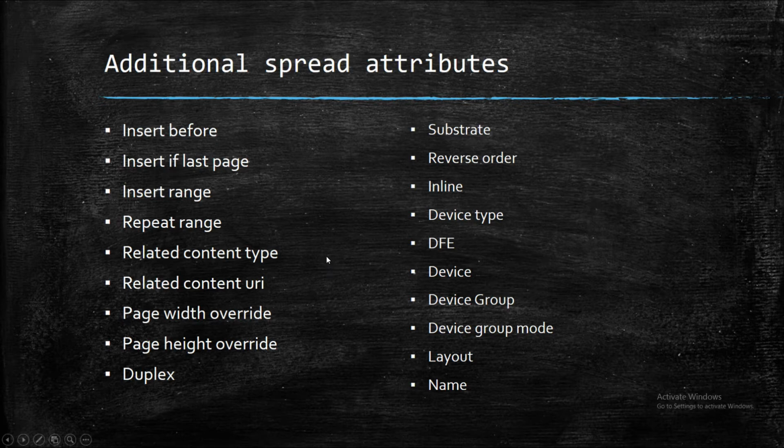The next two attributes, related content type and related content URI, are specific to which report is going to be used for the additional spread. Now, we have a completely different video series on how to build these reports that I keep talking about for batch tickets and order slates and things of that nature. And that uses a tool called Jaspersoft Studio. So I'm not going to get into the details of exactly how those are built here, because we're just talking about what's the process for building out these product templates.